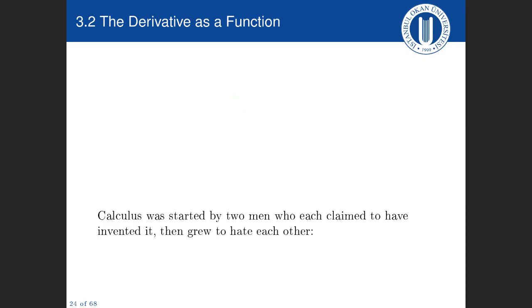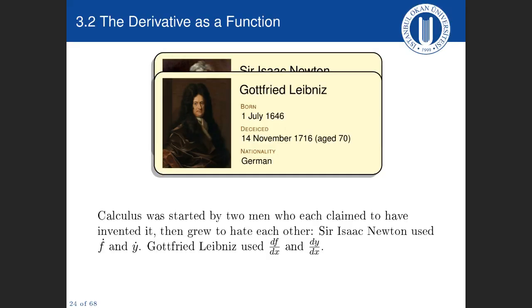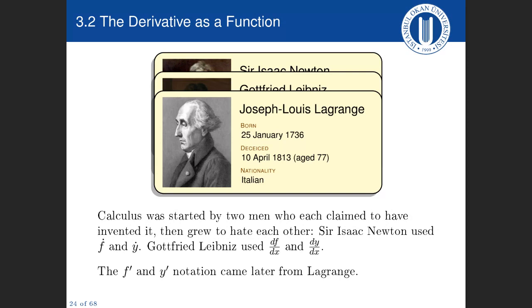Now, calculus was started by two men who each claimed that they were the one who invented it, and because of this argument, they grew to hate each other. So Isaac Newton, who was British, used the notation f dot and y dot, which are not commonly used today. Gottfried Leibniz, who was German, used the notation df dx and dy dx, and then the notation f prime and y prime came later from Lagrange, who was Italian.